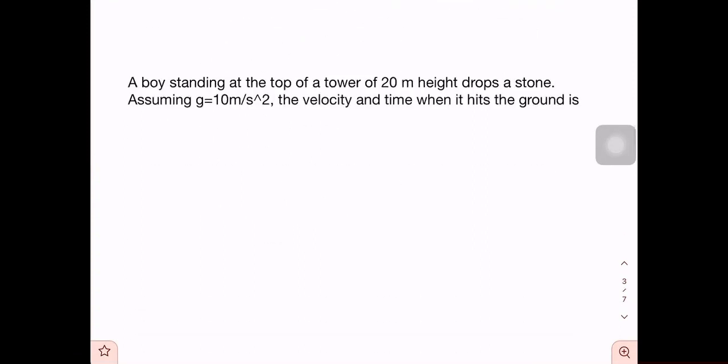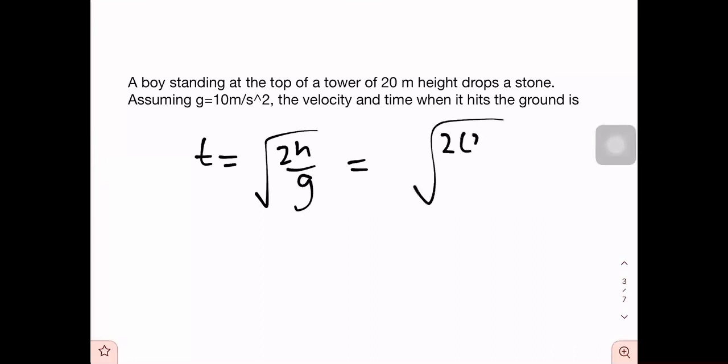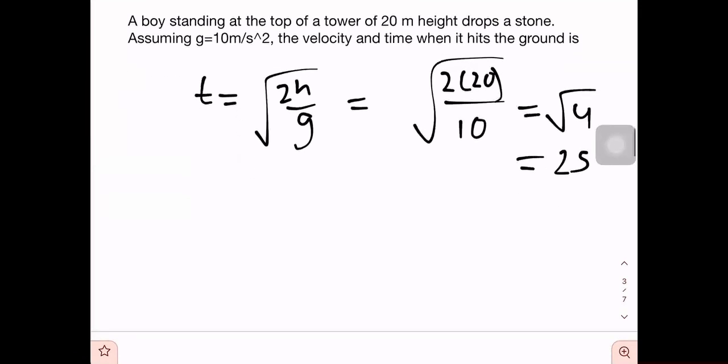A boy standing at the top of a tower of 20 meters height drops a stone. Assuming g equals 10 meters per second squared, the velocity and time when it hits the ground is? So again, this one, we just implement the time of flight formula. t is equal to root 2h by g, and the height is 20 meters. Gravity can be taken as 10. So this is going to be equal to root 4, which is equal to 2 seconds. So time of flight is 2 seconds.